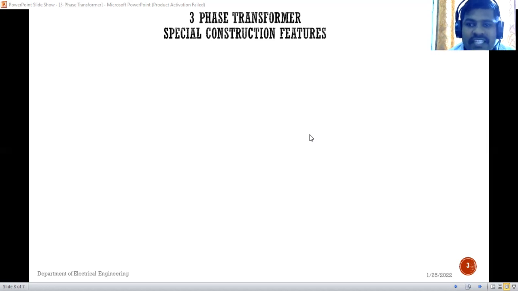So the three-phase transformer rating is also greater. So what precautions should be taken while constructing these types of transformer? Which are the additional construction parts in that transformer? This part we will discuss. First one, that is special construction features related to three-phase transformer.